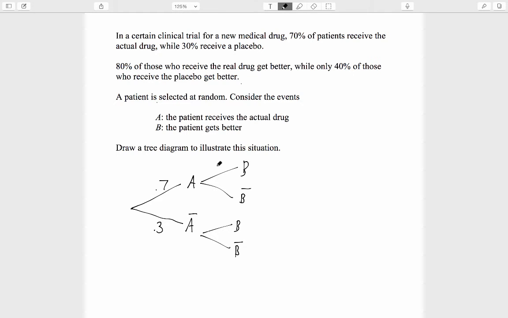This number right here is the probability of B given A. This number is a conditional probability, and it is 0.8. If I've gotten to this point in the tree by taking the actual drug, then I have a 0.8 chance of getting better and a 0.2 chance of not getting better. But if I got to this location in the tree, that is, by not receiving the actual drug, then I have a 0.4 probability of getting better, and a 0.6 probability, therefore, of not getting better. These two probabilities have to add up to 1, these two probabilities have to add up to 1, but these probabilities bear no relation to those probabilities.